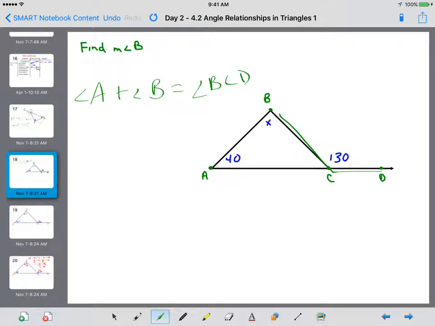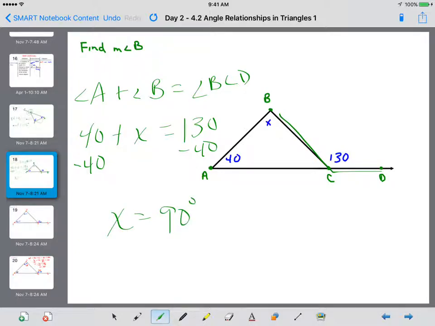So if we add 40 degrees plus that unknown, x, we would get our angle BCD, which is 130 degrees. So I can replace that with 130. What we're trying to do is find x, so if we subtract 40 on both sides, x is going to equal 90 degrees. So when you're trying to find one of the remote interior angles, all you have to do is subtract whatever interior angle you are given from the exterior angle.